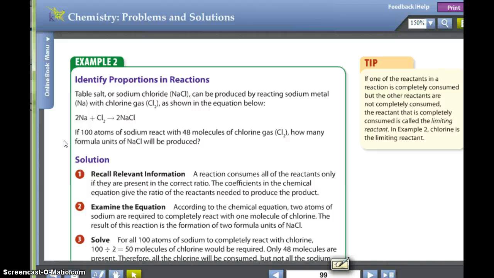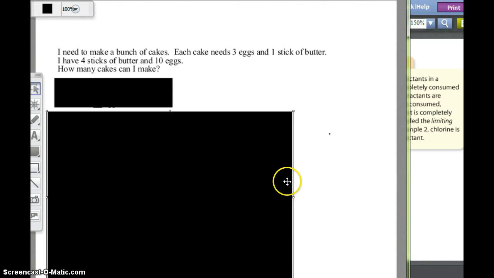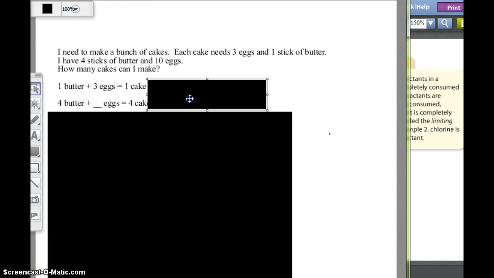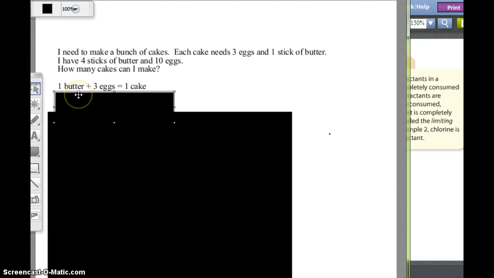Okay, I switched screens because the first time you read a question like that, you might feel a little overwhelmed. So we're going to talk it through with our easier example. And it says, I need to make a bunch of cakes. Each cake needs 3 eggs and 1 stick of butter. I have 4 sticks of butter and 10 eggs. How many cakes can I make? All right, so 1 butter plus 3 eggs equals 1 cake.